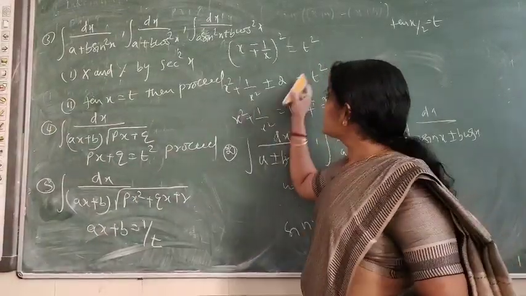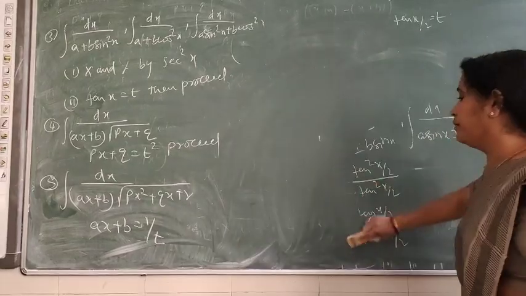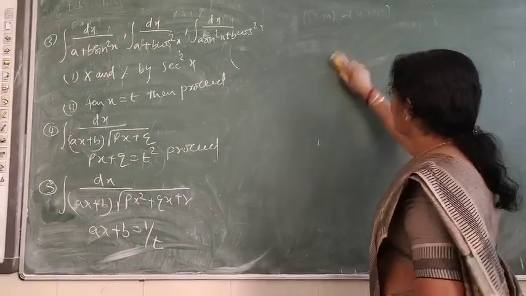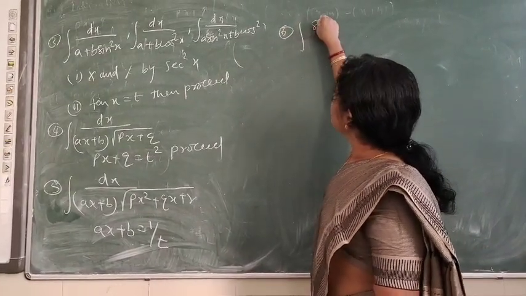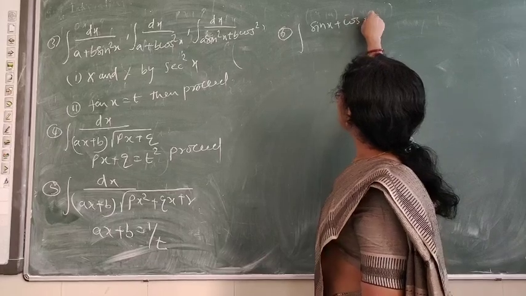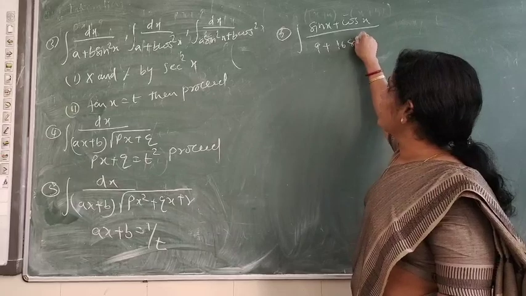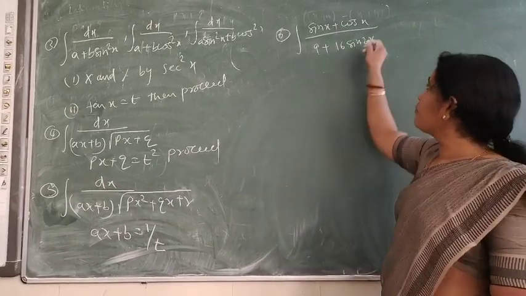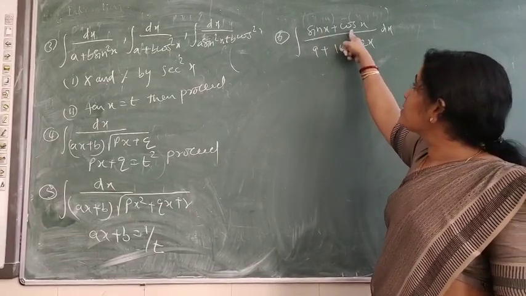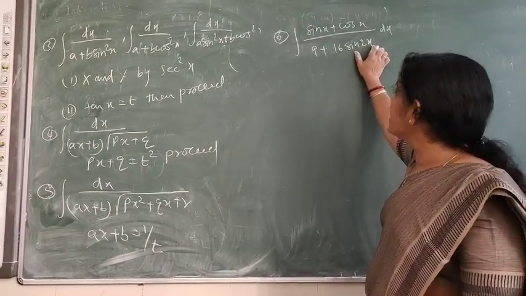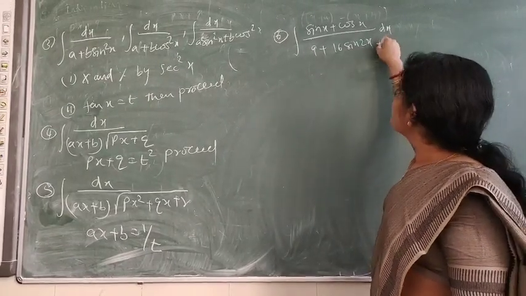In case they say, next one, see. Now number 6. In case of integral (sin x plus cos x), this is one of the most important formats. Suppose 9 plus 16 sin 2x in the denominator. Like this, if they ask this type of question, you have to do one thing. Whatever the numerator sin x plus cos x, in the denominator you have sin 2x. The coefficient of sin 2x, what is it? 16. So add and subtract it.